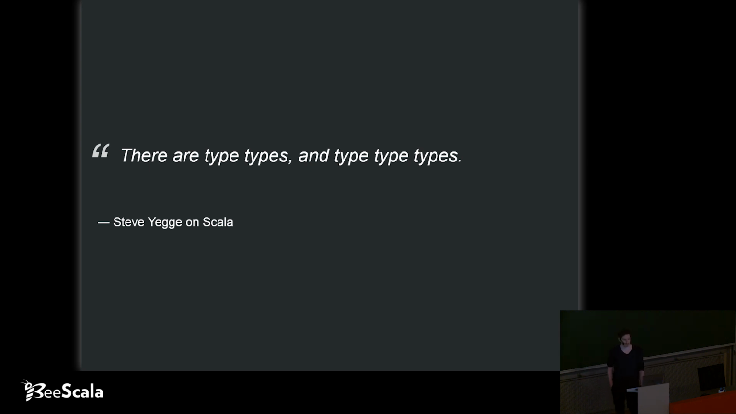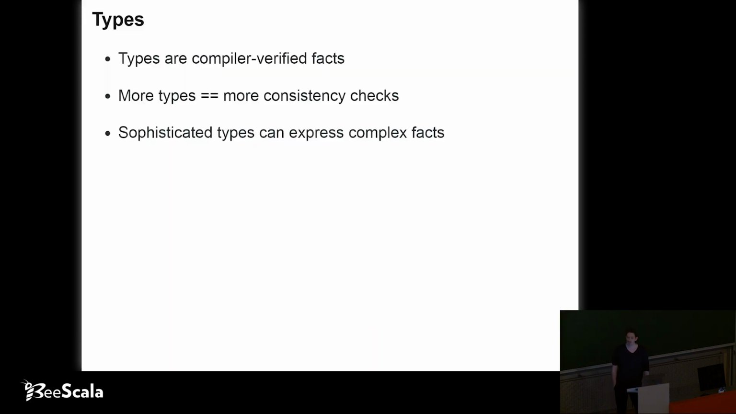regarding that parameter. As a corollary, the more types we use in our application, the more consistency checks we get back from the compiler. And the more precise the types that we use, the more useful the actual checks that the compiler does. Since Scala's type system is advanced, we can encode sophisticated knowledge into our types and let the compiler keep track of it for us.